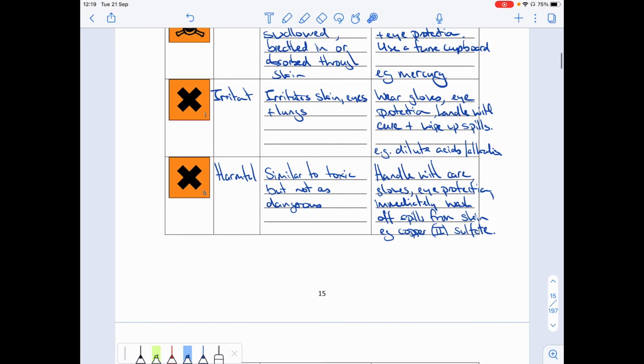This next one looks very similar, but here we've got the letter H, telling us these are harmful. These types of chemicals are very similar to the description we had above for toxic chemicals, but they're not as dangerous as the toxic chemicals would be. We have to handle them with care. We've got eye protection and gloves to help us to do that. If we do spill any on our skin, we wash off the spills immediately. An example of a chemical that would carry that warning is copper 2 sulfate.